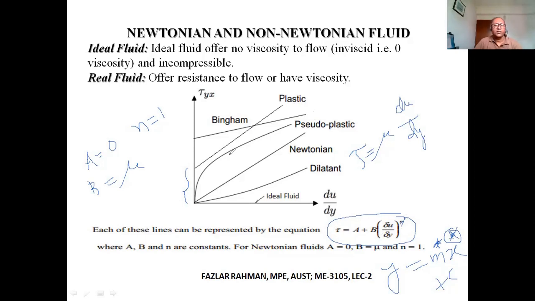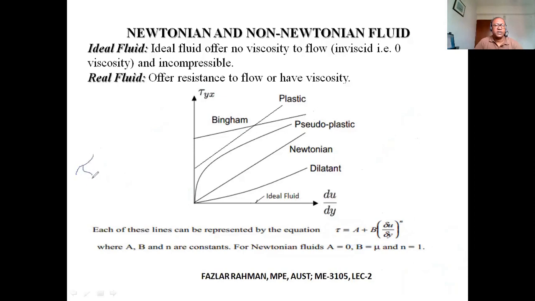Or if I write down for plastic, this will be tau. There will be an intersection on the y-axis, this value. They're saying this is A plus mu del u by del y, because this is a straight line. Similarly, it will be the same for Buckingham, but for these two fluids, dilatant and pseudo-plastic, there will be some power of du by dy. Okay.